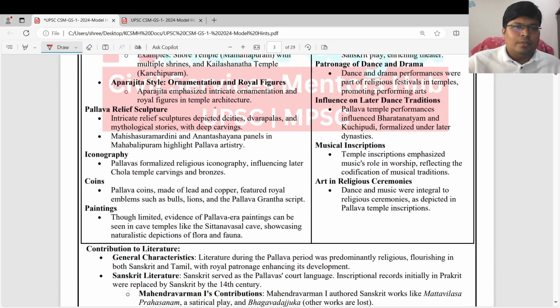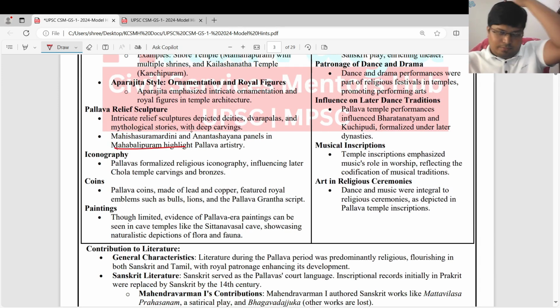Similarly, Pallava relief sculpture. And again, we have the Mahabalipuram temple and sculpture present over there. Iconography, which may have laid the foundation for iconography development in the period of Chola. Then coins, the development; you can say that the Pallava coins were made of lead, copper, etc.